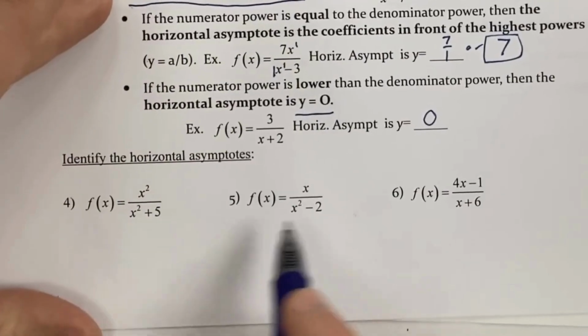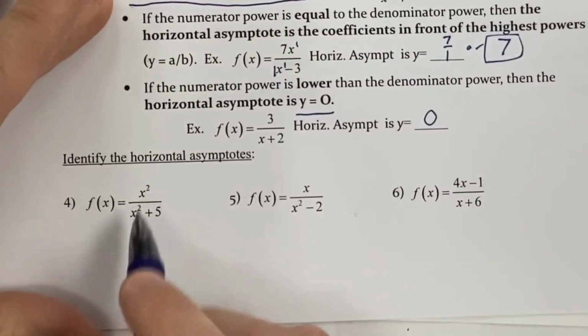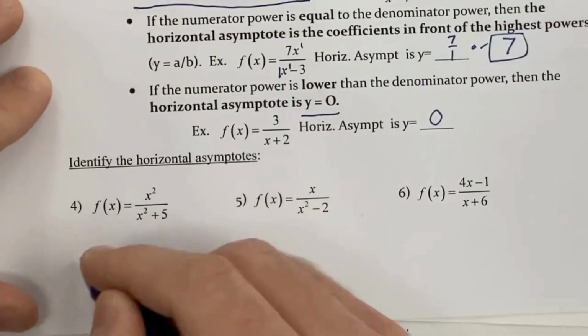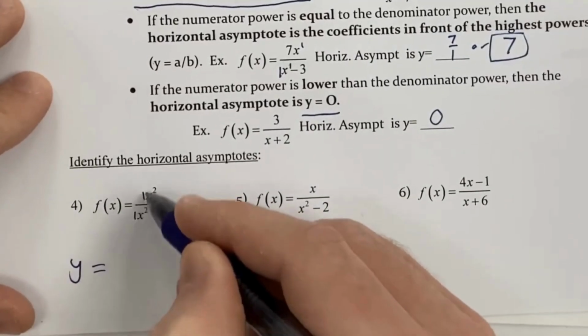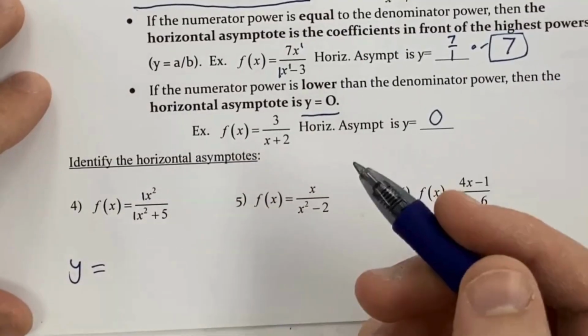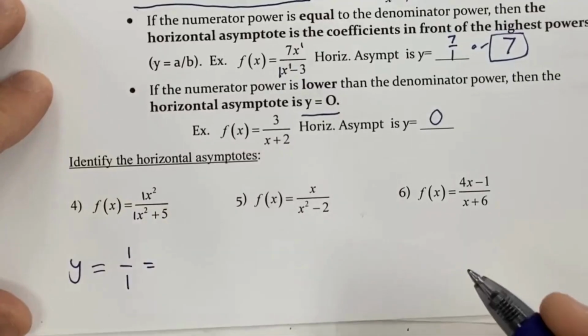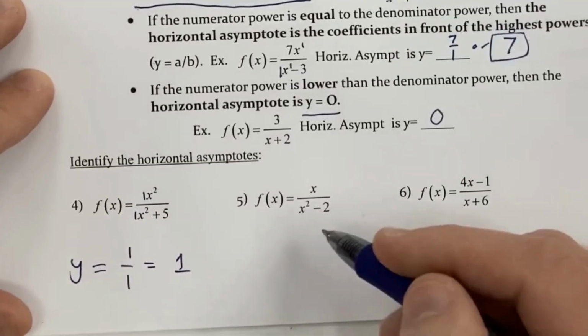So, what are the horizontal asymptotes of these functions? Which case do we have here? The power is the same on the top and bottom? Yep, so for this one, it's the middle case, the ratio of the two leading coefficients, which in this case is 1 for both of them. So 1 over 1 would be the horizontal asymptote, which is just 1. So y equals 1.